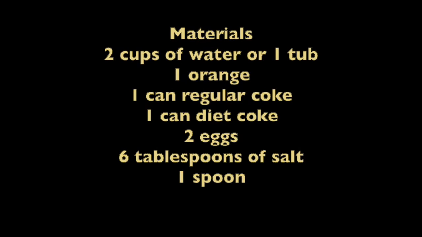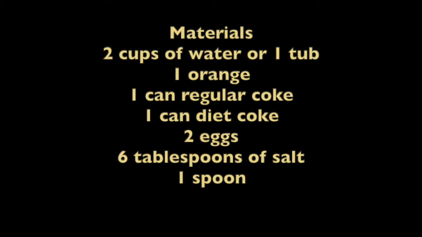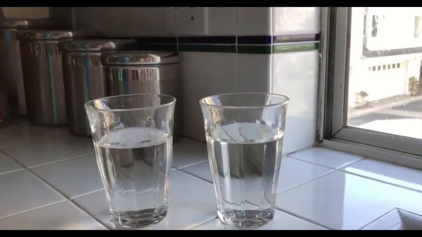The materials you will need are water, a tub or 2 cups, 1 orange, a can of regular Coke, a can of Diet Coke, 2 eggs, 6 tablespoons of salt, and 1 spoon. It's okay if you don't have all these materials. We're going to show what these demos look like in this video. First, let's set up our tubs by filling the 2 cups with water or 1 bigger tub with water.